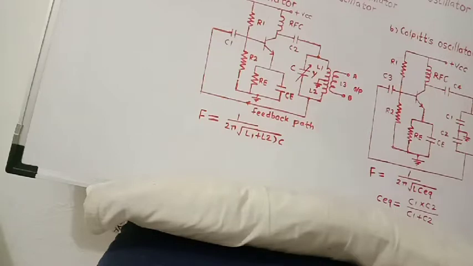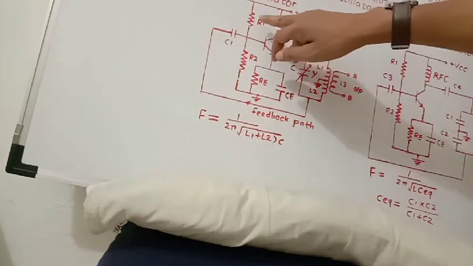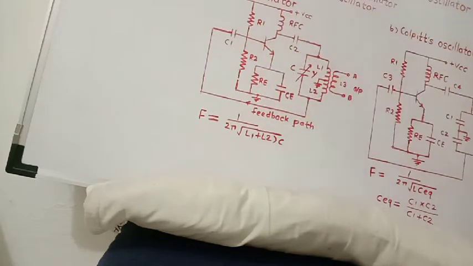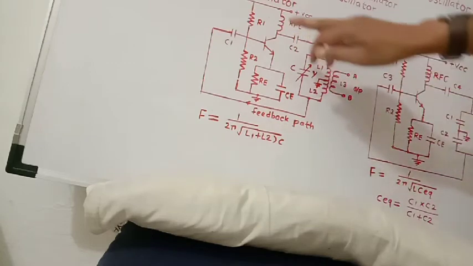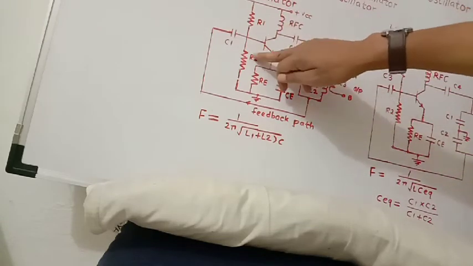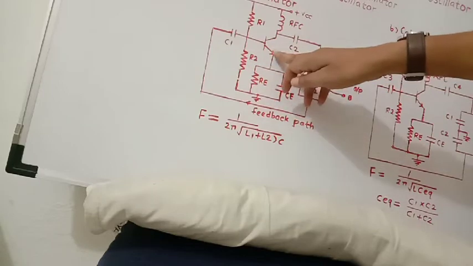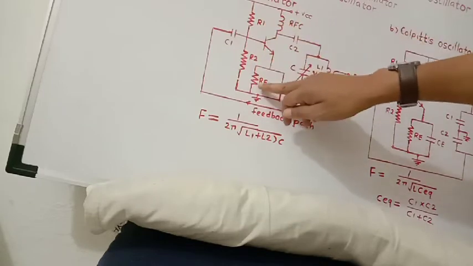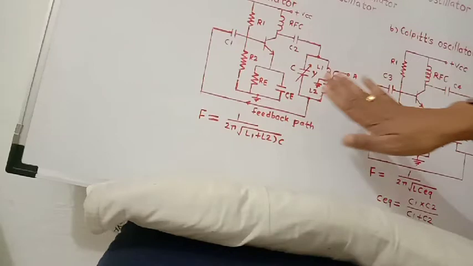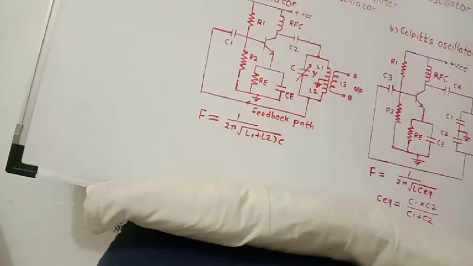First we will study the Hartley oscillator components R1, R2, and RE. What are the functions of R1, R2 and RE? These provide the necessary bias for the transistor. These are the functions of these three components, R1, R2, RE, which are used in Hartley oscillators.